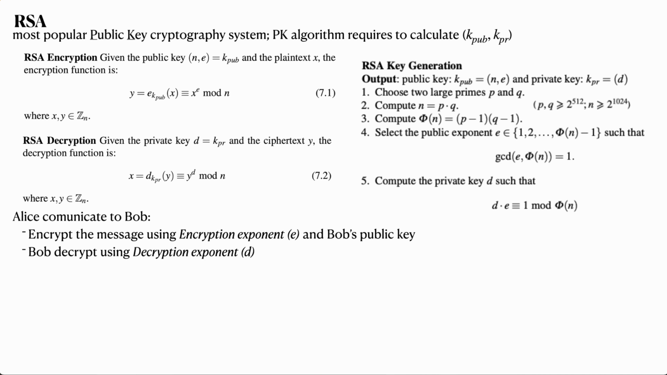Here is a simplified process of how RSA works. If Alice wants to send an encrypted message to Bob, she will first encrypt the message using the encryption exponent E and Bob's public key. And when Bob receives the message, he will decrypt it using the decryption exponent.